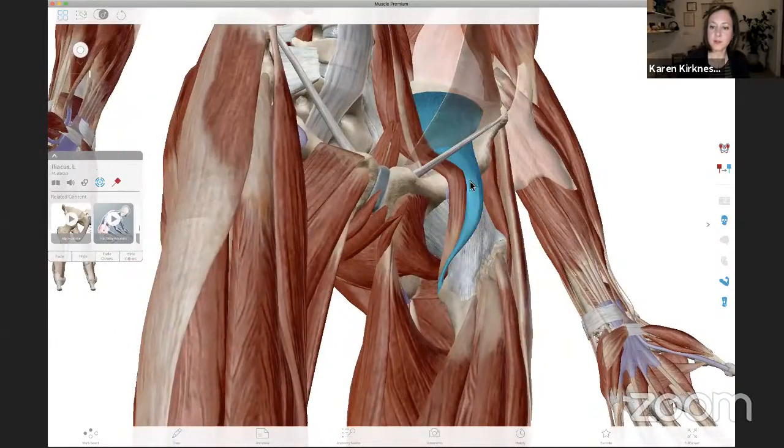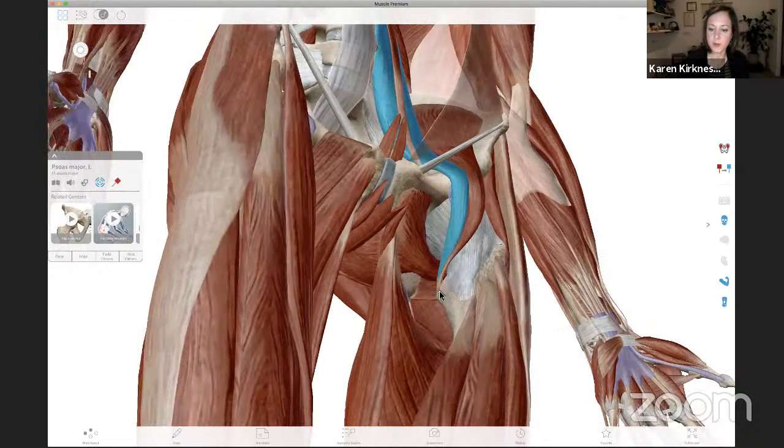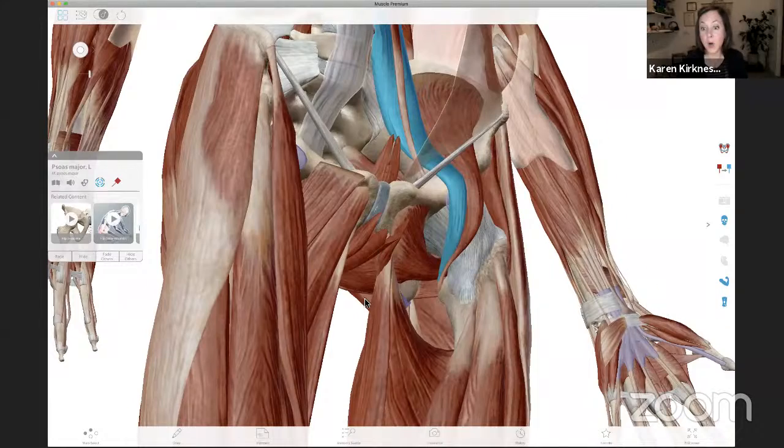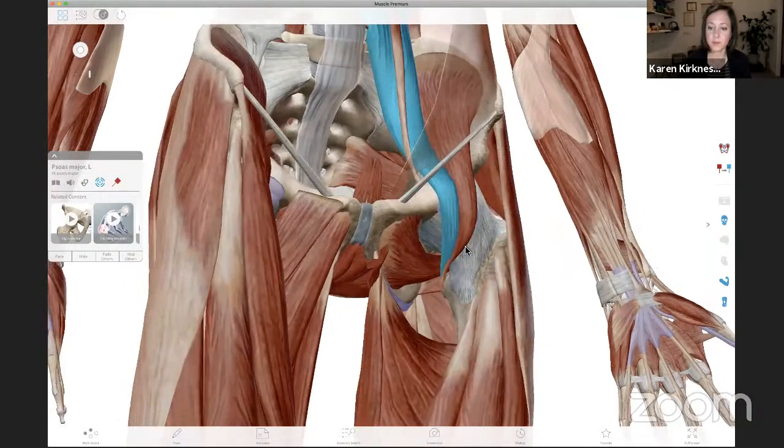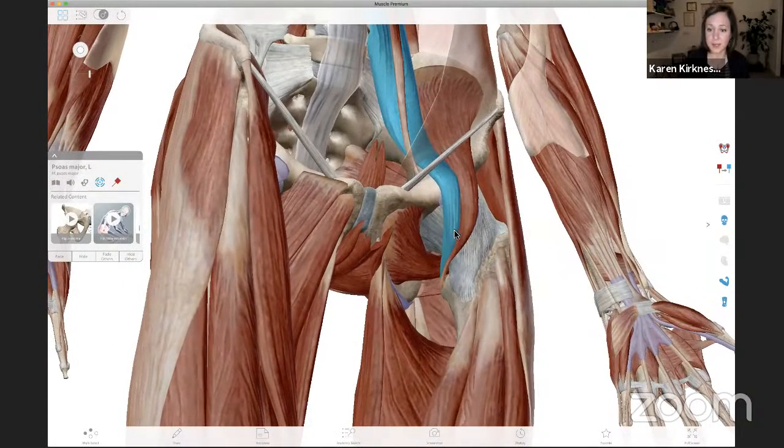When this is contracting, when we've got activity there, it's going to pull the lesser trochanter of the femur around and forward. So that's going to be an external rotator of the femur. So this is as much rotation as it is flexion anyway.